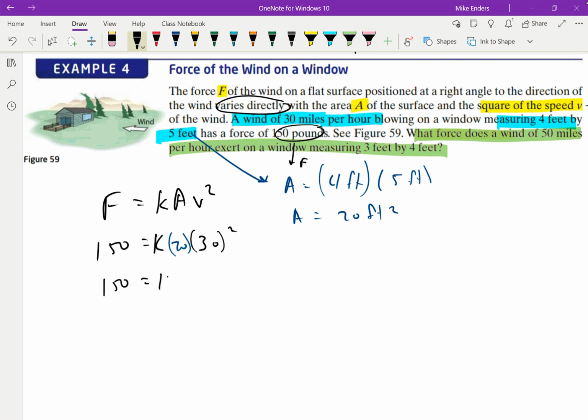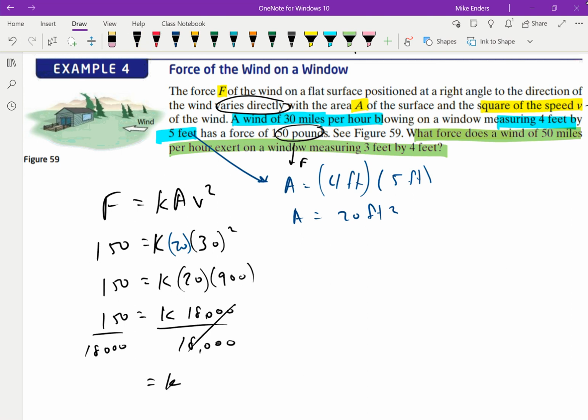I got 150 equals K times 20 times, let's see, 30 squared, which is 900. So it's going to end up being 150 equals K times 18,000. If we divide both sides by 18,000, then we'll figure out our value for K. I'm not going to be able to do that in my head. That's something I would plug into the calculator.